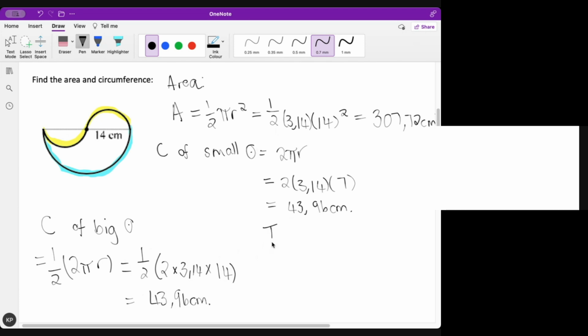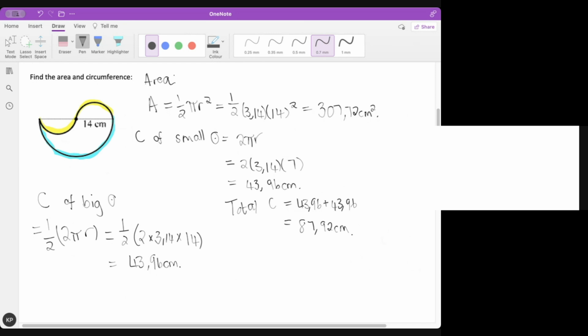So then your total circumference will be equal to 43,96 plus another 43,96. And that equals 87,92 centimeters. Great, guys. Are we happy? Can we have a thumbs up, thumbs down?